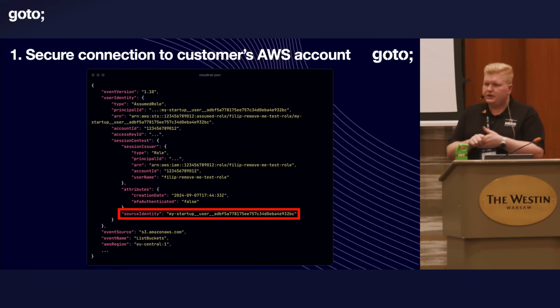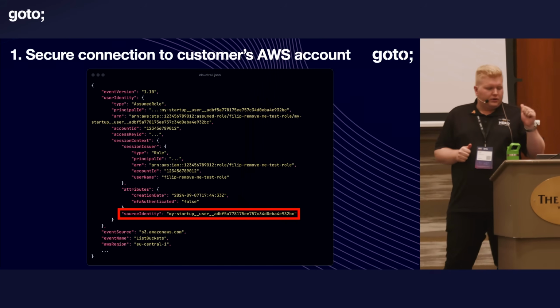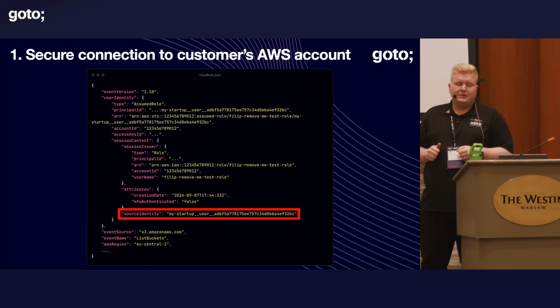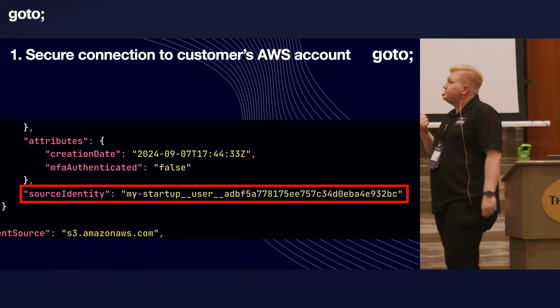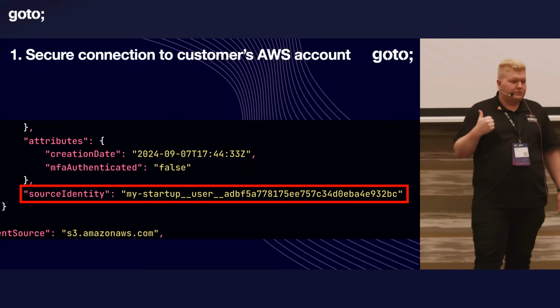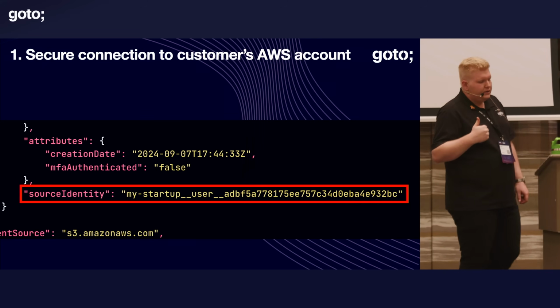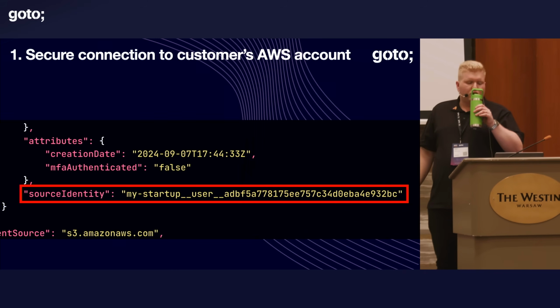And here is the CloudTrail, how the request then looks in CloudTrail. So let's say we are calling the list buckets operation, and then we are able to clearly see the source identity value in any request. So customers can securely track what user performed what action in their AWS account.